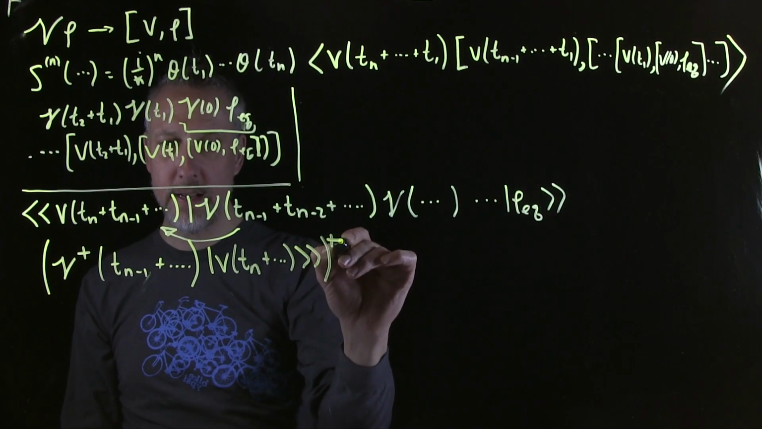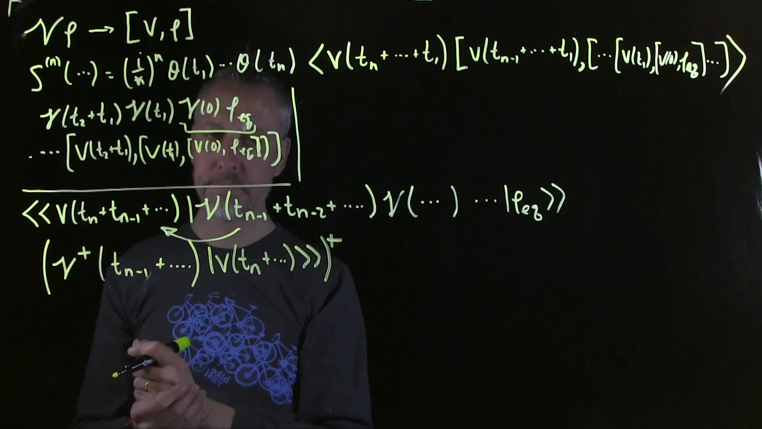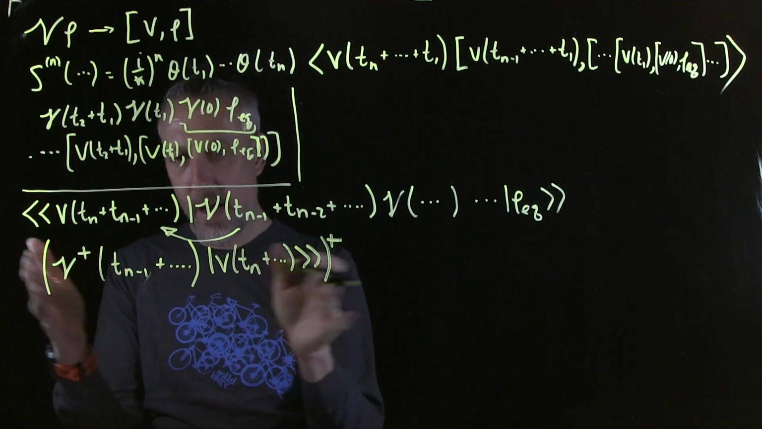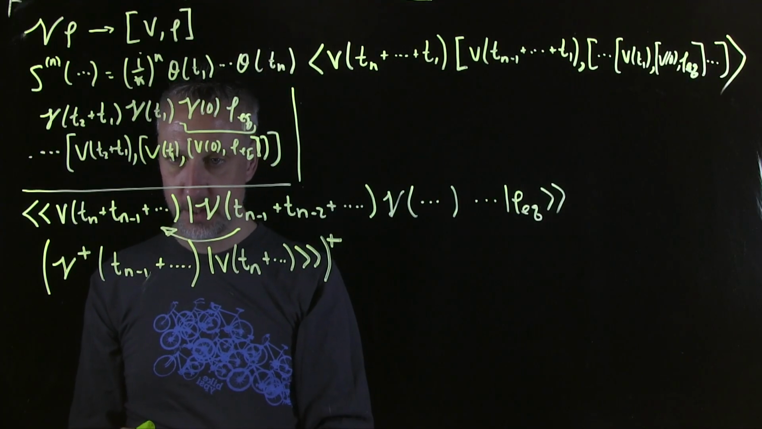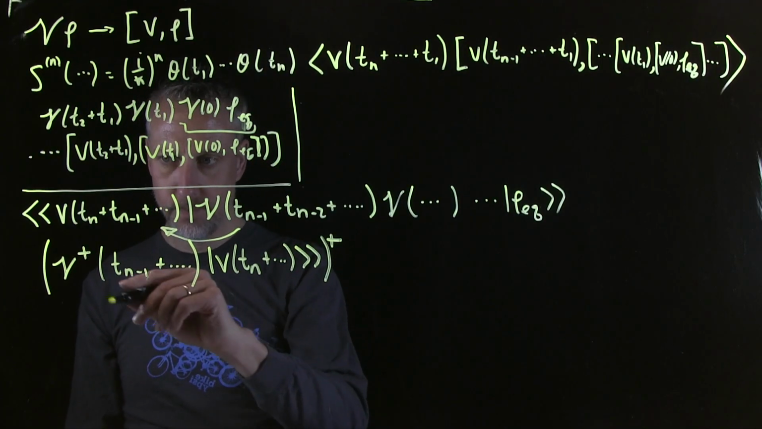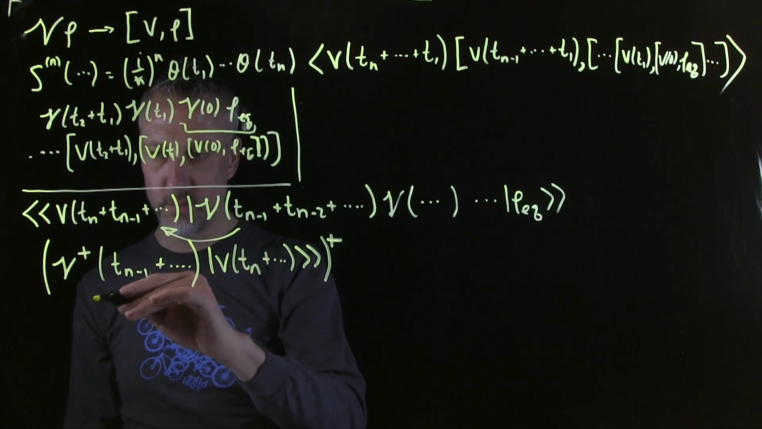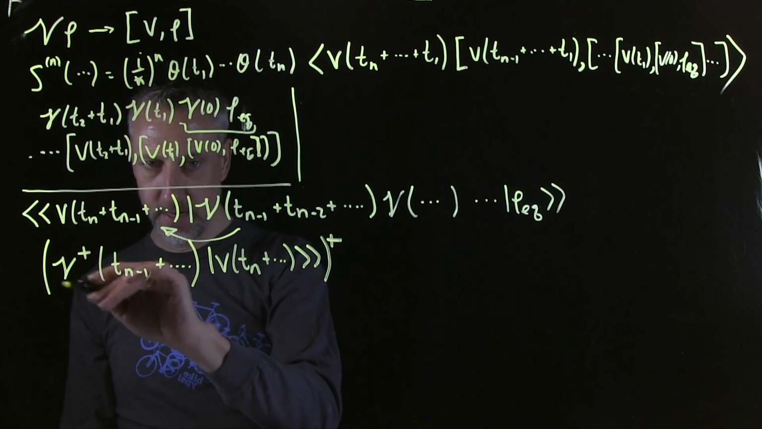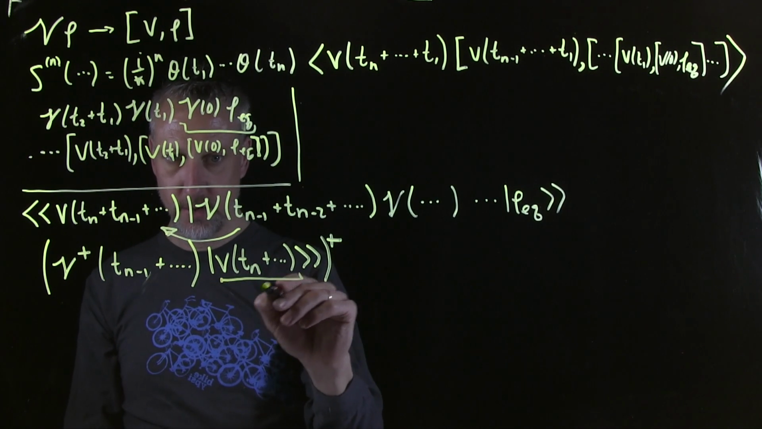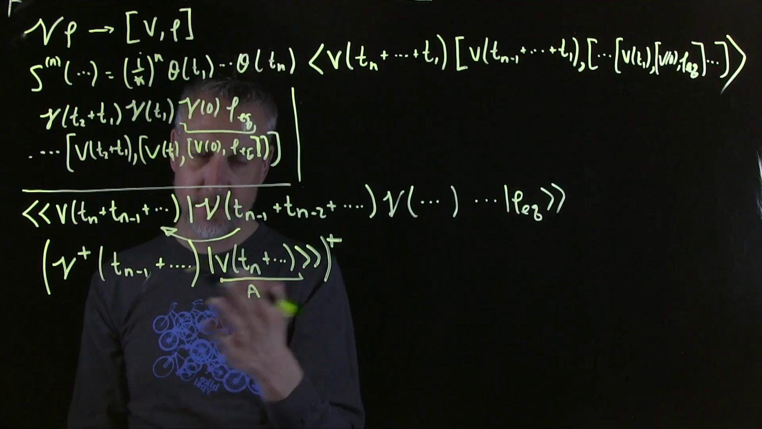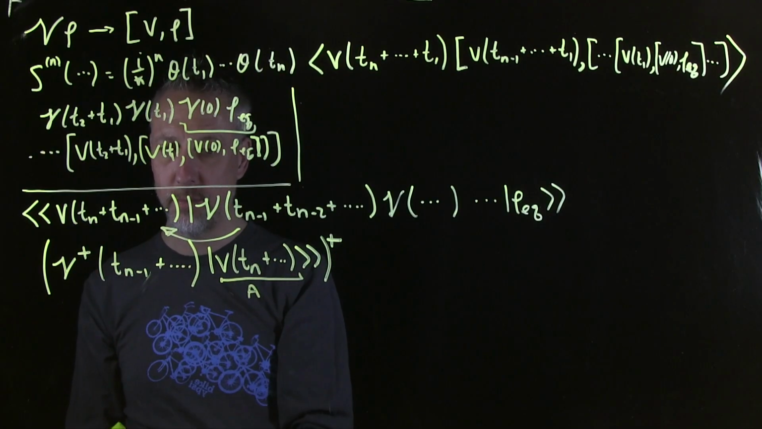This adjoint is the same as this right here. Okay, so there's a lot of terminology here, so let's write this in a slightly simpler way. I'll call this V with the script, and I'll call this A. This is some Hilbert space operator, which becomes a vector in Liouville space. This is a Liouville space operator.